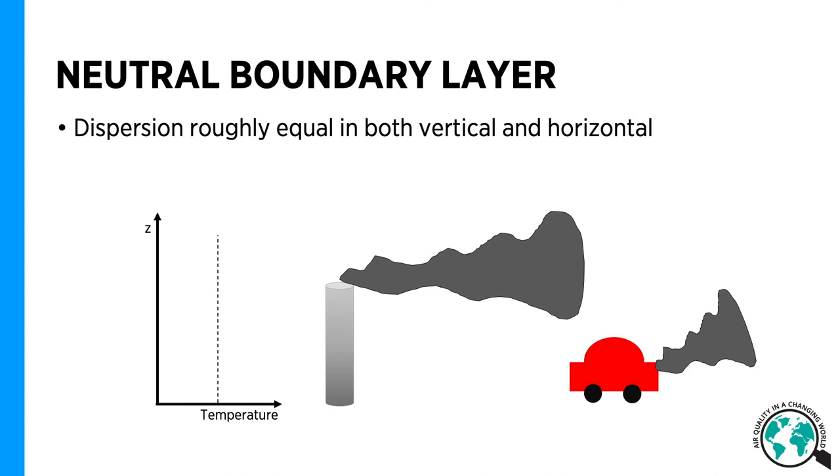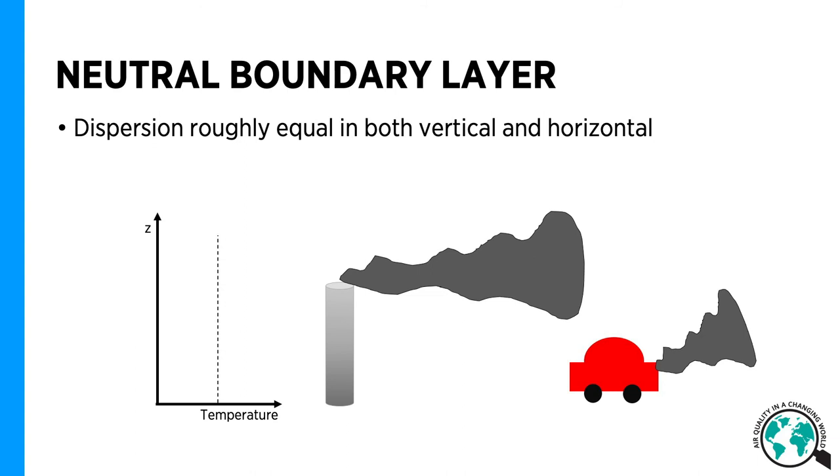In neutral boundary layer, there are no strong temperature gradients in the boundary layer. In this case, dispersion of both power plant emission and traffic emission is roughly equal in both vertical and horizontal directions. The power plant emission in this case will get a so-called cone shape pattern, in which the emission is dispersed to greater volume the further away from the actual emission source you are going. Similarly, the traffic emission is dispersed away from the surface, but not as efficiently as in the case of unstable boundary layer.